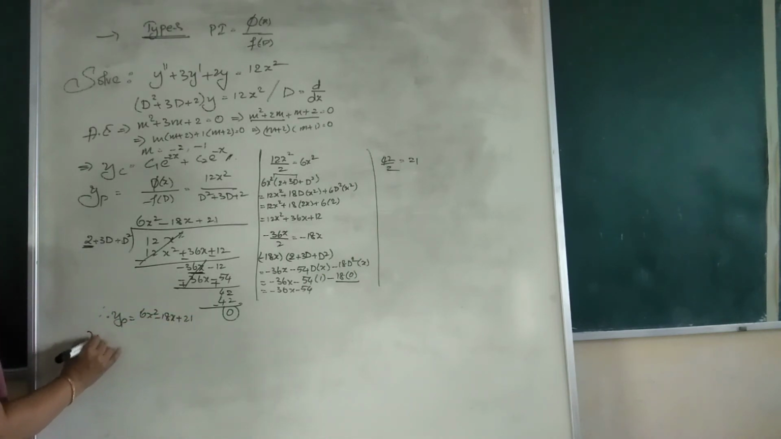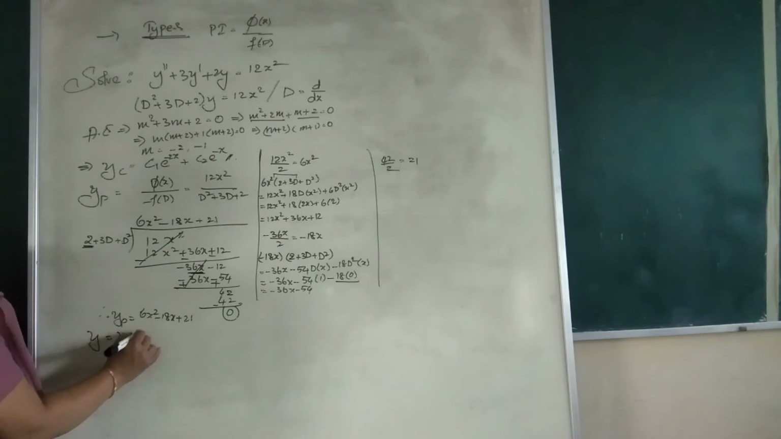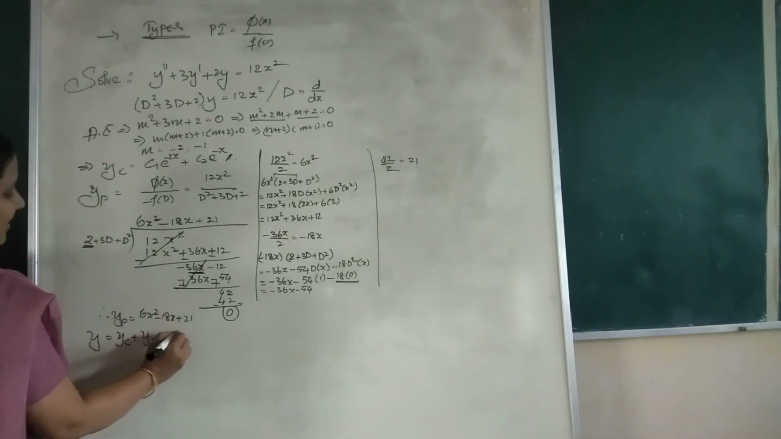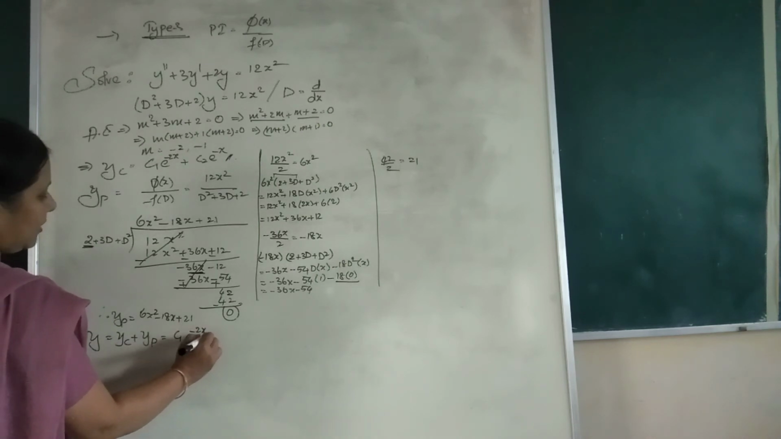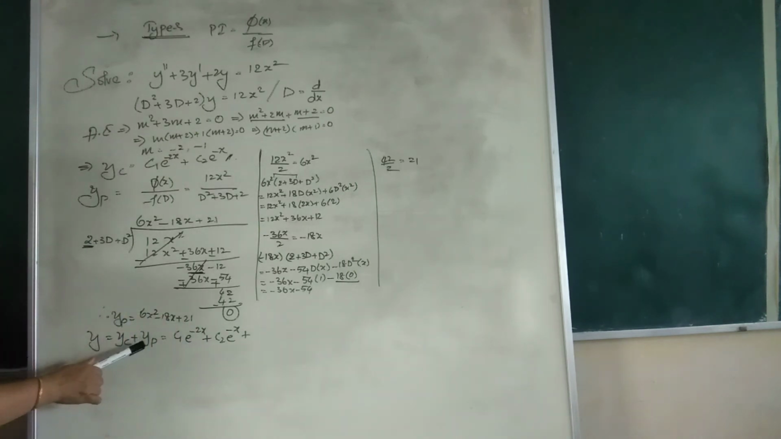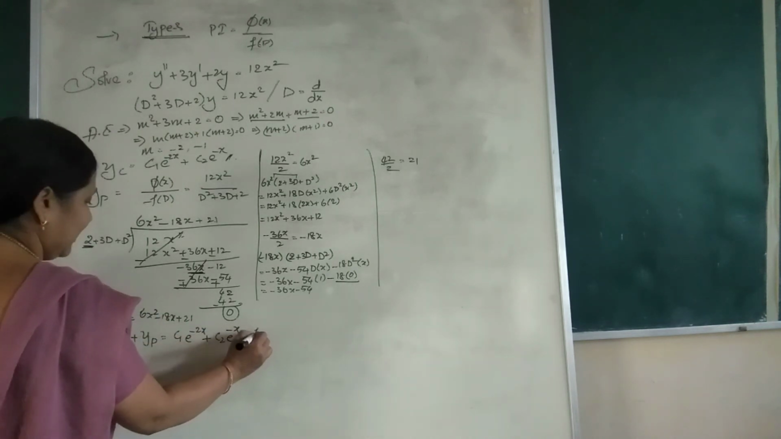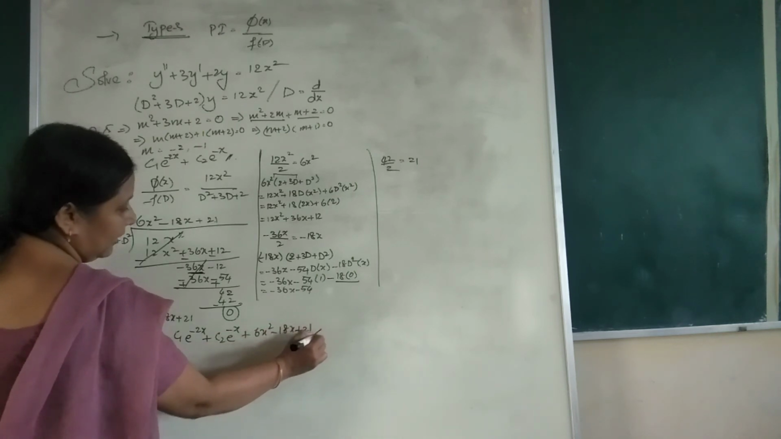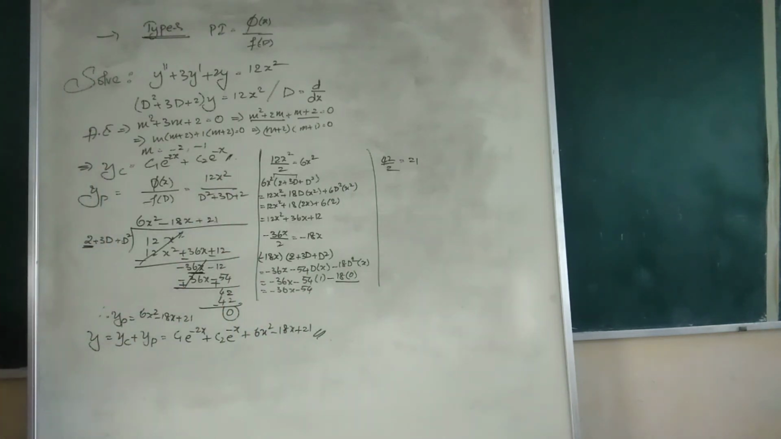And coming to our last step, that is the general solution of the given differential equation is given by y equals yc plus yp, which is equal to, what is yc here? c1 e raised to minus 2x plus c2 e raised to minus x. Again, adding up the yp part also here, we get 6x square minus 18x plus 21 as the final part. Understood guys? No further simplification is necessary, and it is not possible also.